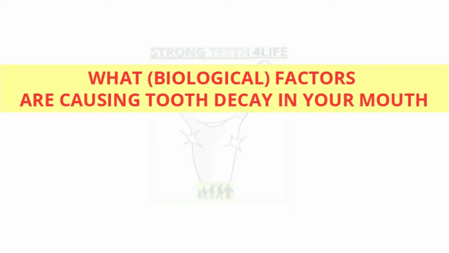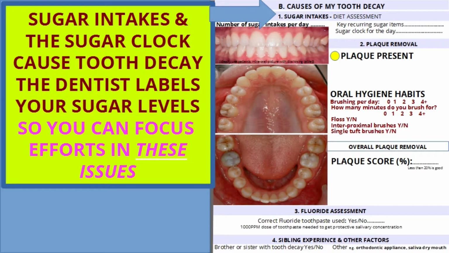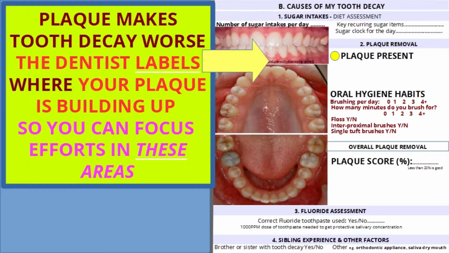What biological factors are causing tooth decay in your mouth? Sugar intakes and the sugar clock cause tooth decay. The dentist labels your sugar levels so you can focus efforts in these issues. Plaque makes tooth decay worse.